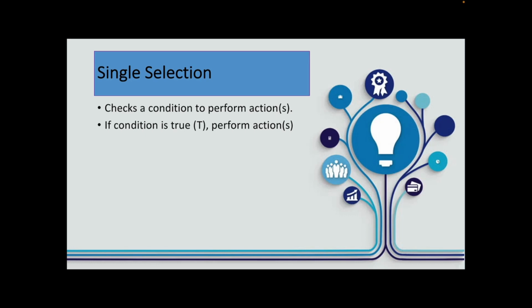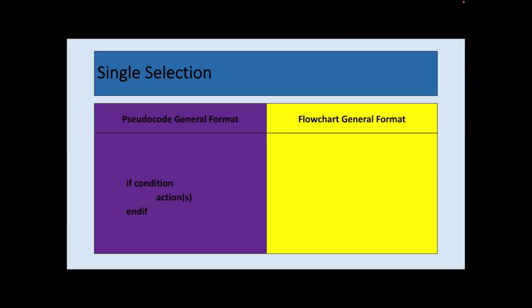Now, what is single selection? In single selection, it will check the condition to perform actions. If the condition is true, it will perform actions. If the condition is false, it skips and does nothing, or maybe the program will stop. So this is the pseudocode general format and flowchart general format for single selection.